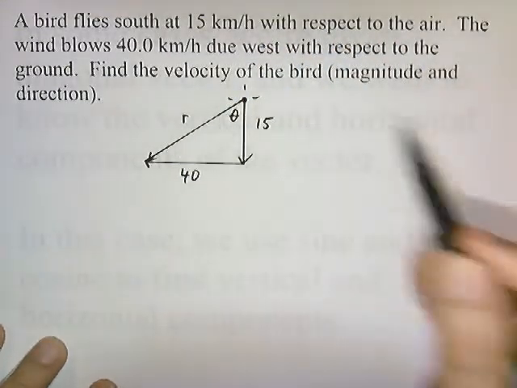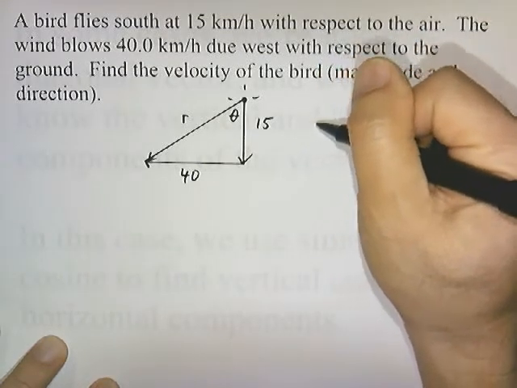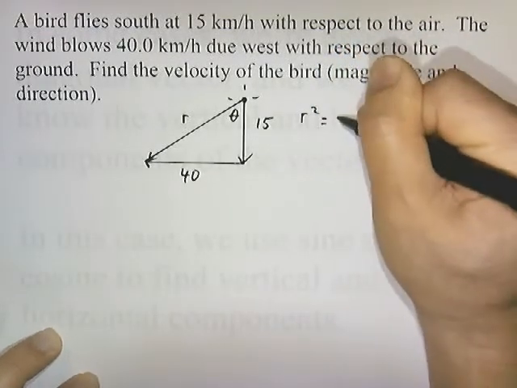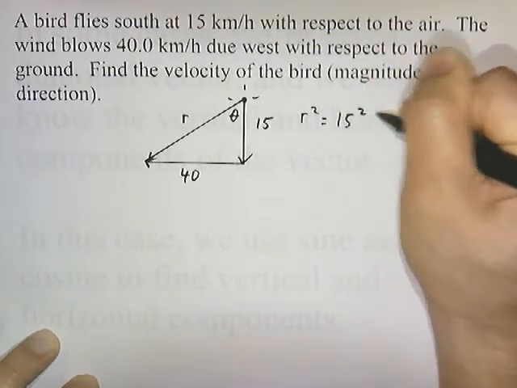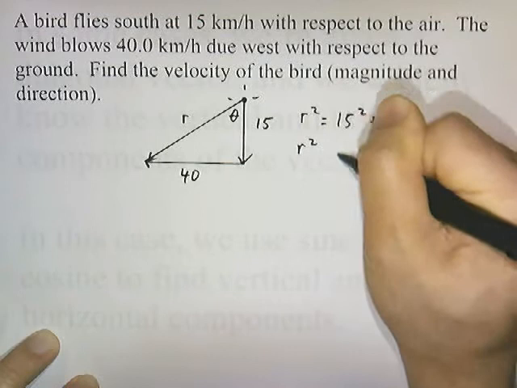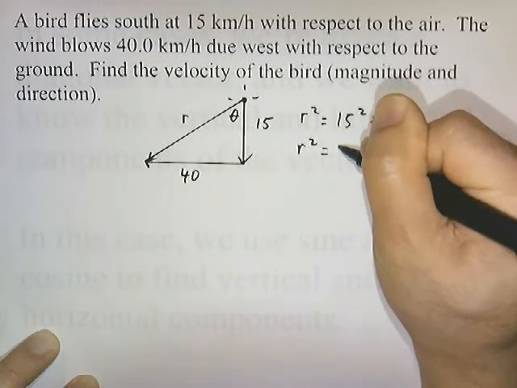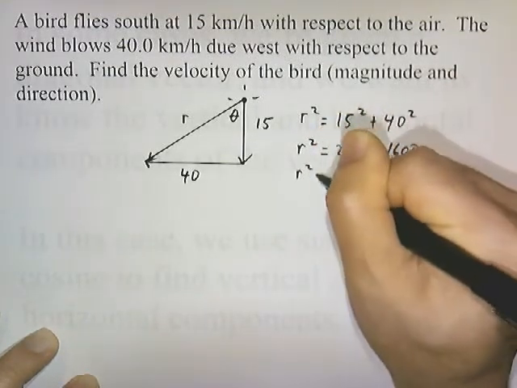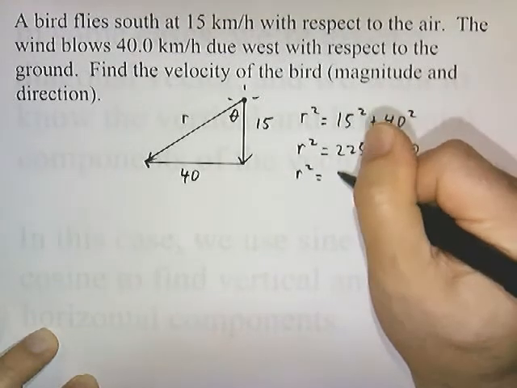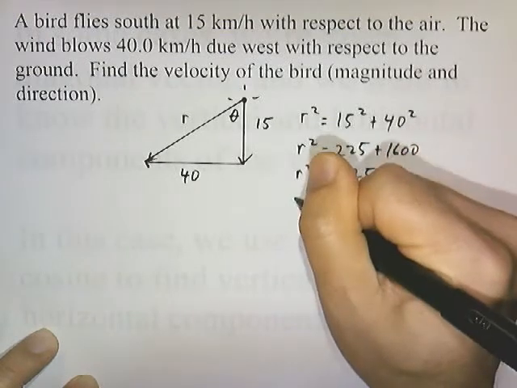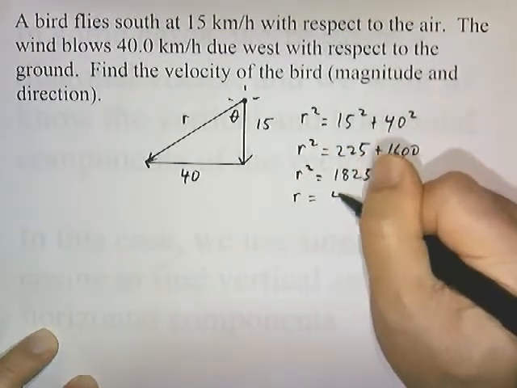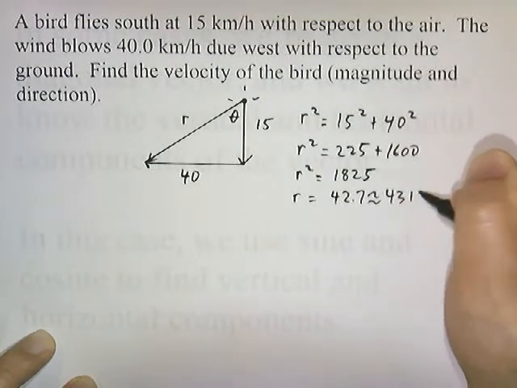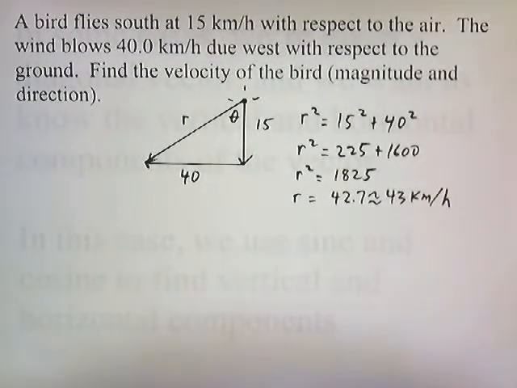All right, so to find the magnitude, we use the Pythagorean theorem. I'll do it over here. R squared is going to be equal to 15 squared plus 40 squared. R squared is going to be equal to 225 plus 1600. R squared equals 1825. Take the square root of R. That's going to give us about 42.7, or about 43 kilometers per hour. All right, so that's the magnitude.